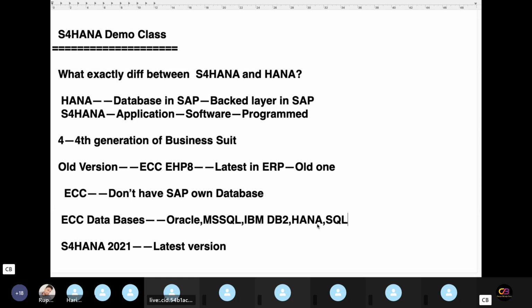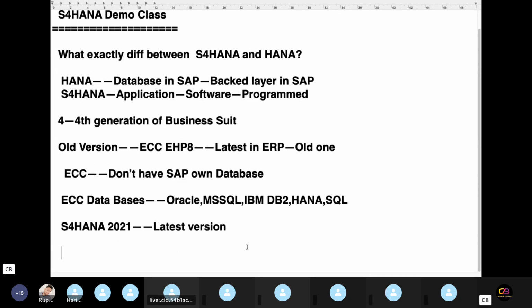It's RAM oriented. This HANA database has been designed to be RAM oriented, meaning random access memory. That's the reason it gives much higher performance compared to the normal ECC databases. It's a memory-based software, so there is no requirement for hard disks and memory cards for SAP S/4HANA. Data is fetched directly from the RAM by the CPU. That's the reason its performance is very high compared to normal ECC databases. So just understand these points.